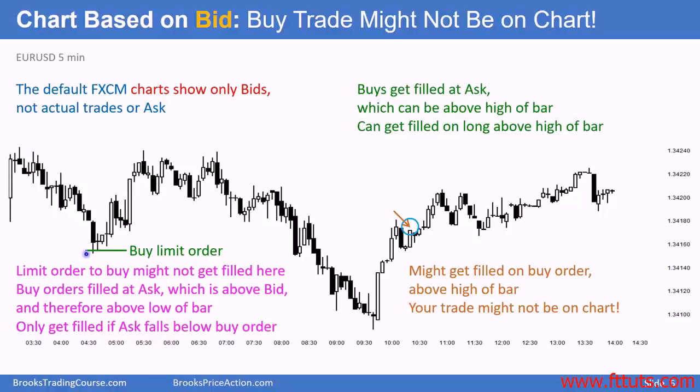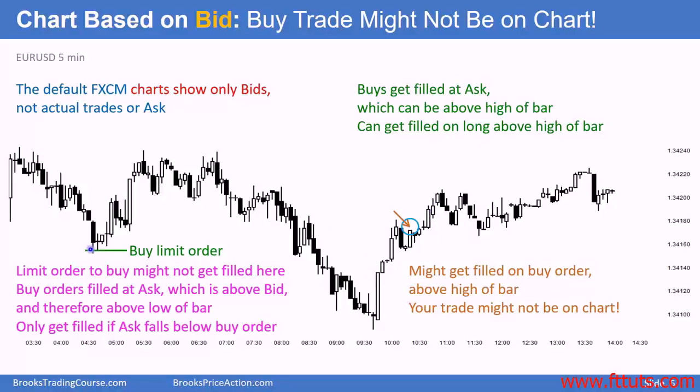Likewise, if you place a limit order to buy here, you might not get filled here. Buy orders are filled at the ask, which is above the bid, and therefore above the low of the bar. You only get filled if the ask falls below the buy order. Here, you place an order to buy, the market drops below your order, but you don't necessarily get filled. Remember, these are only bids. The entire chart is only bids.